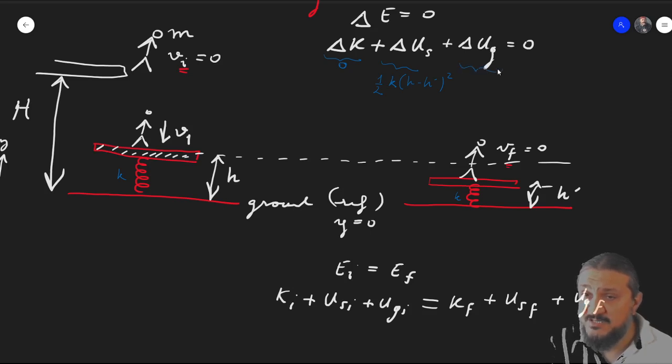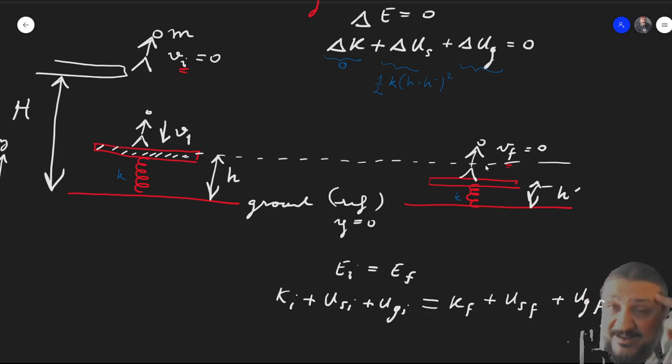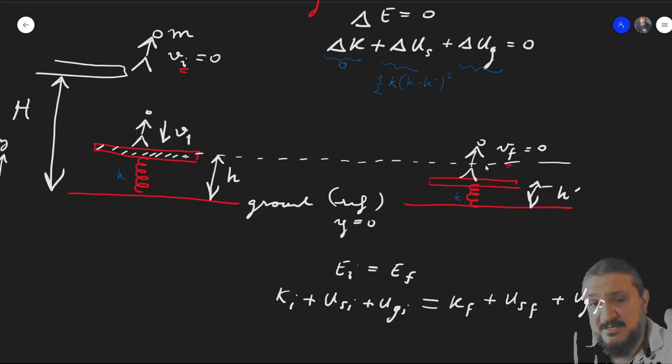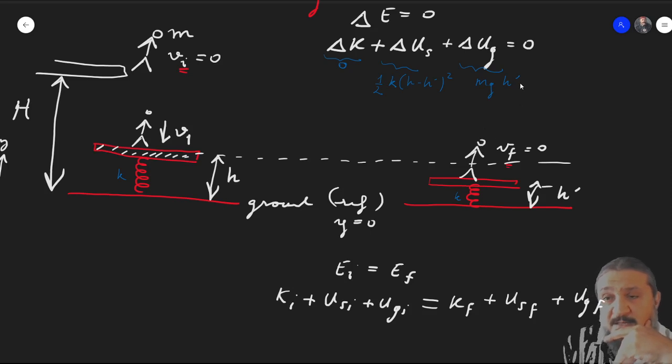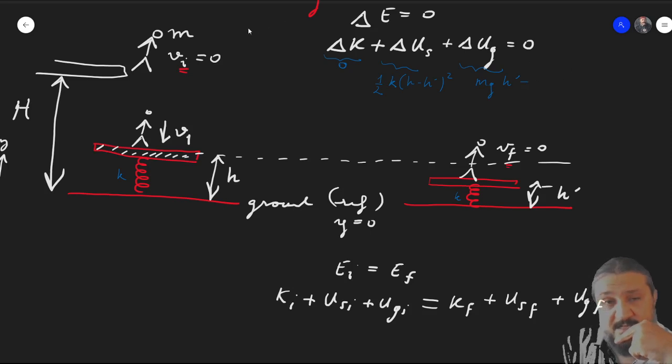What about the change in the gravitational potential energy? Final minus initial. Final position is right there. And my reference is this red line here. I'm H prime above that. So my final gravitational potential energy is mgH prime. I need to subtract the initial gravitational potential energy from that. Subtract the initial, which was mg big H.